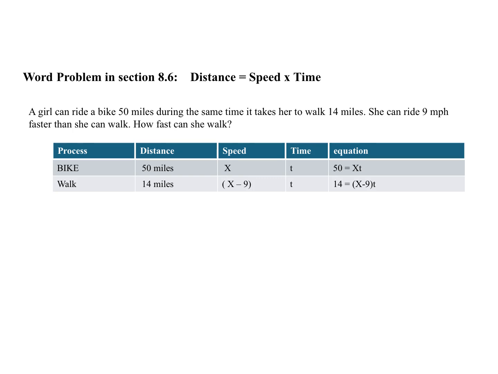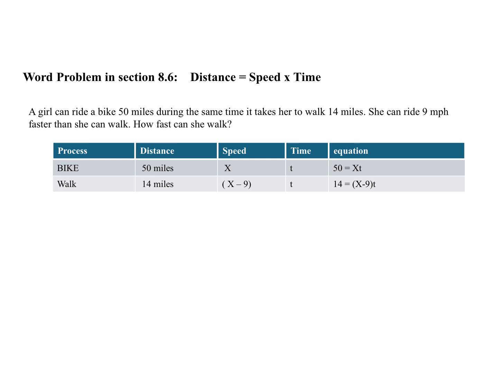So now we're starting with a word problem in section 8.6. Here we see that distance is equal to speed times time. In this problem, a girl can ride a bike 50 miles during the same time it takes her to walk 14 miles. She can ride 9 miles per hour faster than she can walk. How fast can she walk?